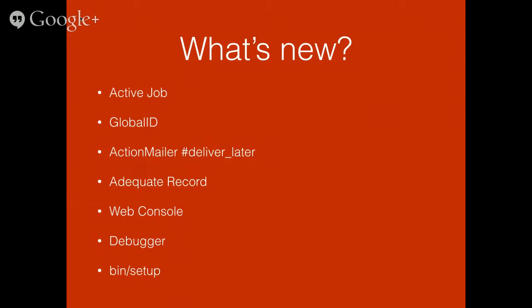Action Mailer takes advantage of that Active Job. Adequate Record gives you some speed bumps. Web Console and Debugger are some new tools that I'll go over, and a new way to set up a Rails app. That is really pretty cool.